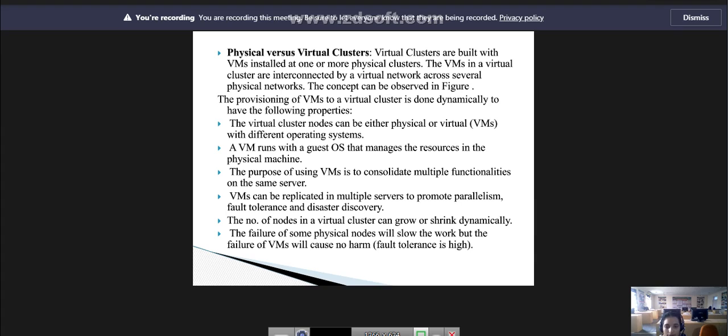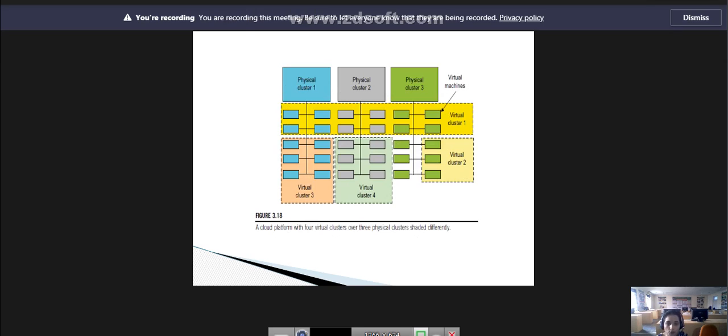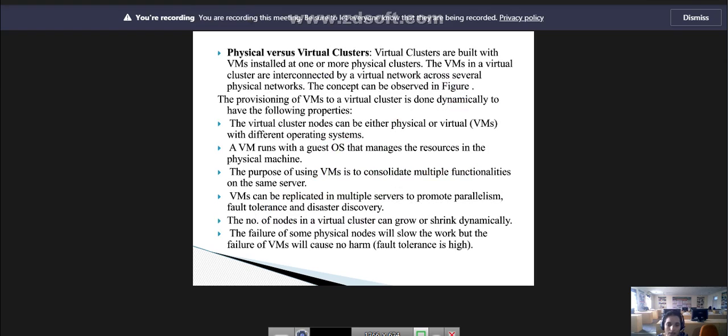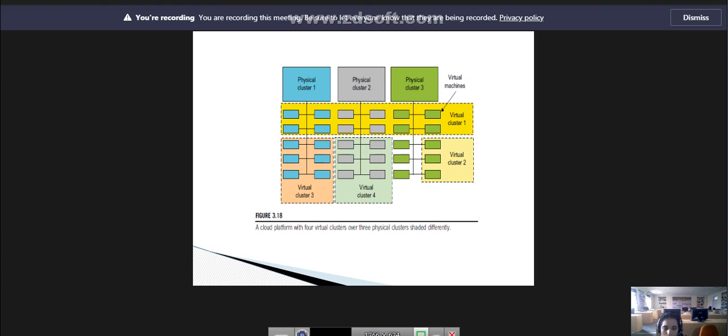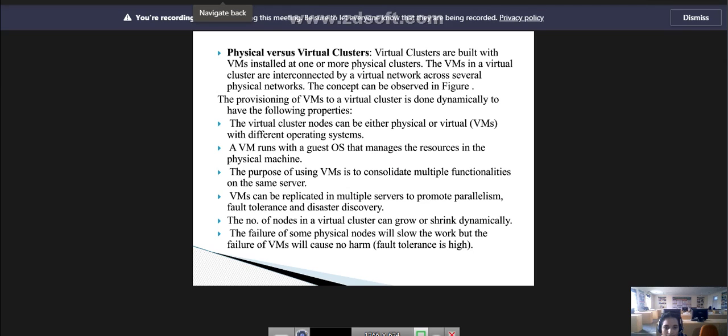The failure of some physical nodes will slow the work, but the failure of a virtual machine causes no harm. Whenever the physical nodes fail or slow down, the work slows down. In the physical cluster, whenever the physical machines slow down, it will result in failure.